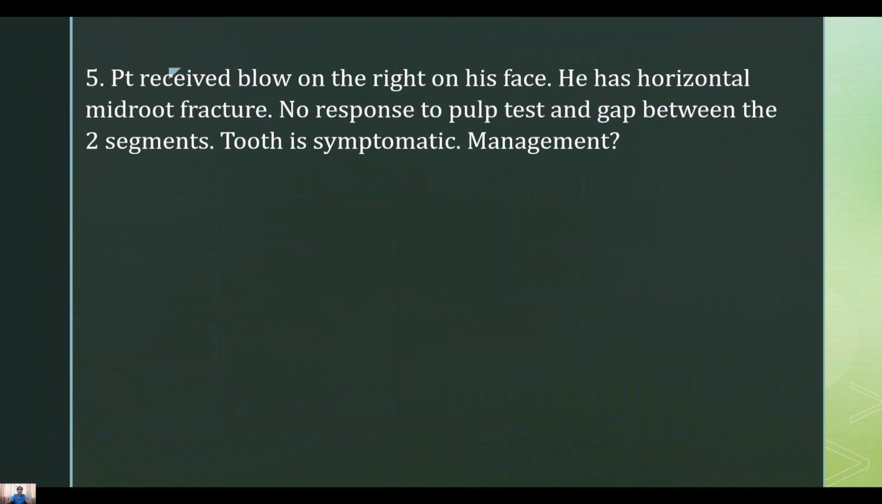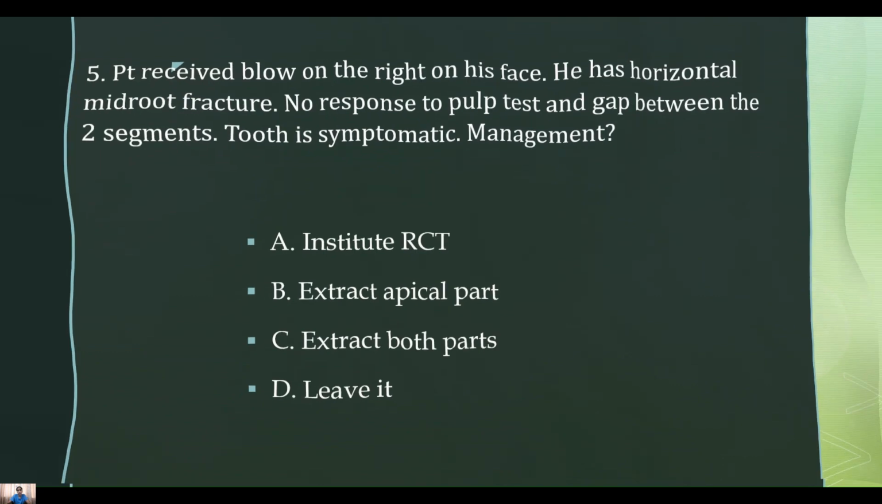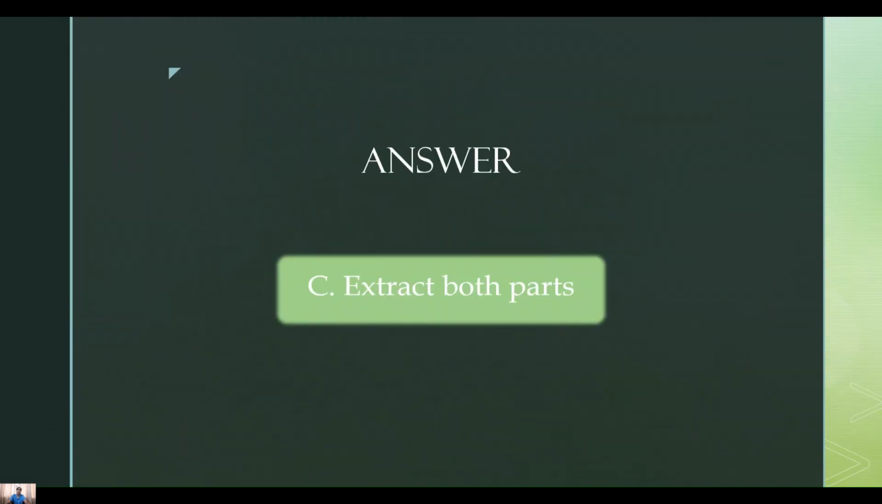A patient has received a blow to the right side of his face. He has a horizontal mid-root fracture. There is no response to the pulp test and there is a gap between the two segments. The tooth is symptomatic. What is the management? A. Institute RCT. B. Extract apical part. C. Extract both parts. D. Leave it. So the correct management is C.